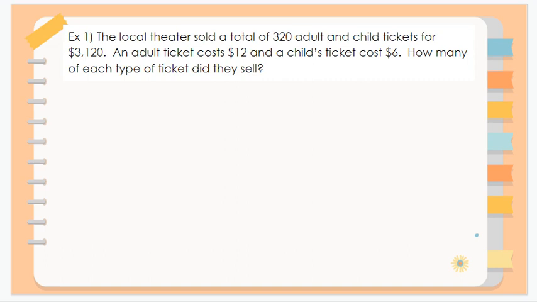Number 1. This is on your paper, example 1. Or if you're doing this on your own paper, just make sure that you write out the word problem so that you can circle the numbers that are needed to solve it. The local theater sold a total of 320 adult and children tickets for $3,120. An adult ticket costs $12 and a child ticket costs $6. How many of each type of ticket did they sell?